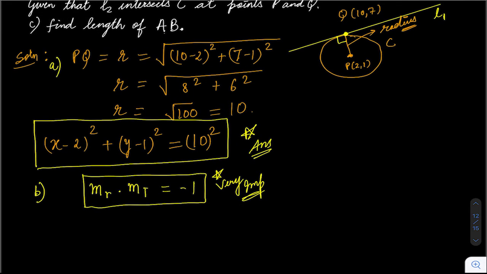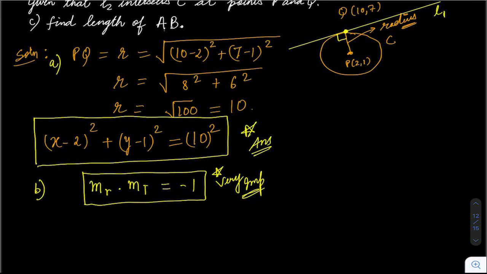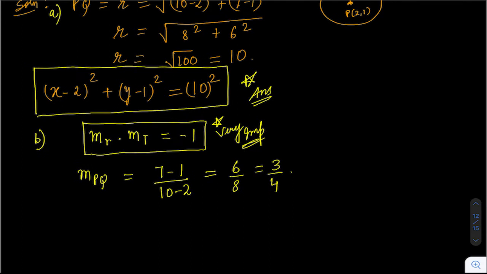First we will need the gradient of L1, and for that we will need the gradient of PQ. I will find the gradient of PQ, that is my radius, as y2 minus y1 over x2 minus x1, which gives me 6 over 8, that is 3 over 4. So this is the gradient of PQ. Now I can find the gradient of the tangent, which is the negative reciprocal. The reciprocal of 3 by 4 is 4 by 3, so my answer is minus 4 over 3.